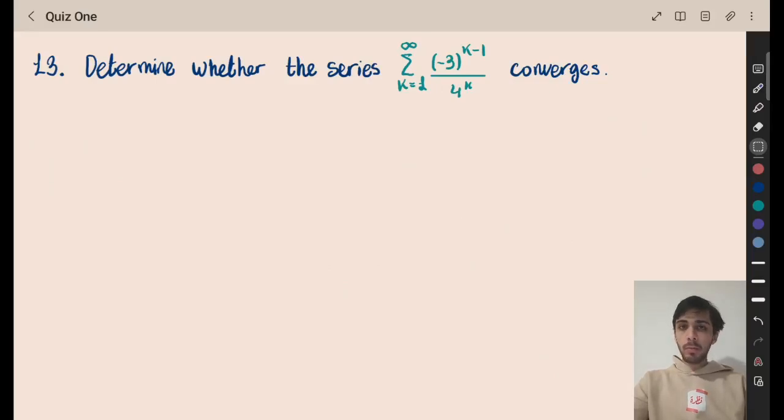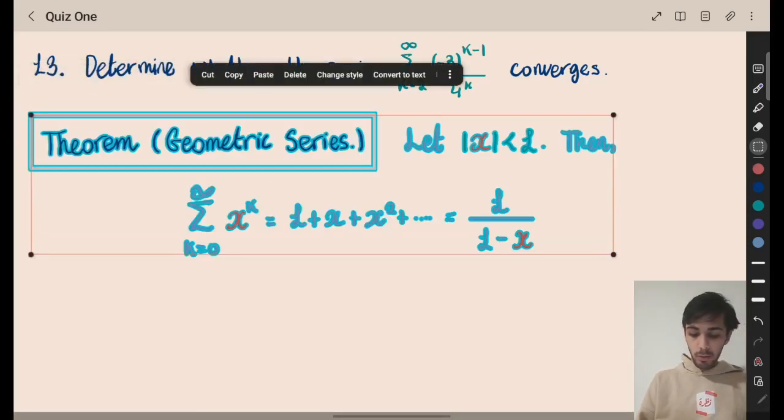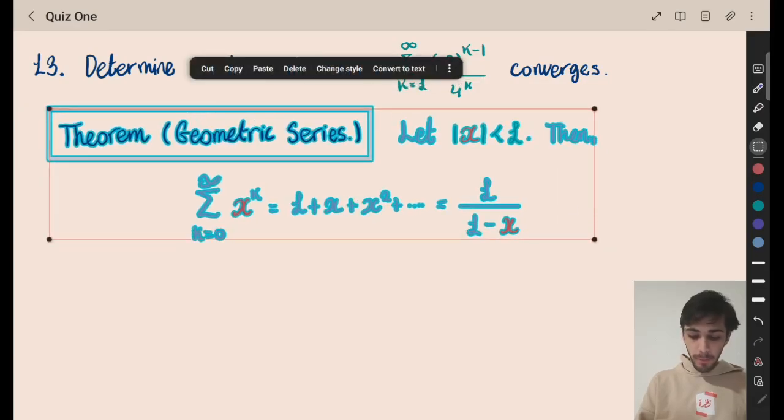We would like to determine whether the following series converges. And the first thing we can think of as a way to make progress for this problem is to assume that it converges and see where it would converge to. Now, there is a theorem which precisely describes how this would take place.